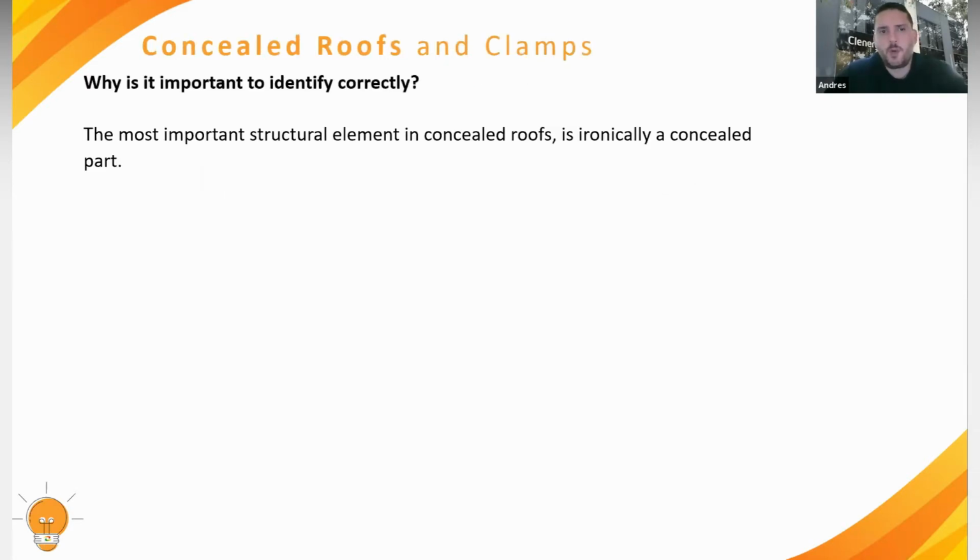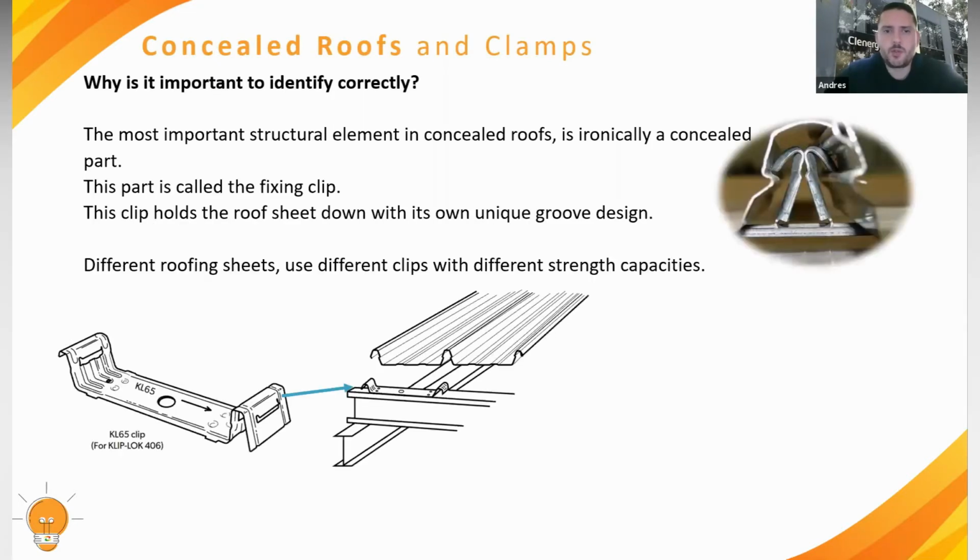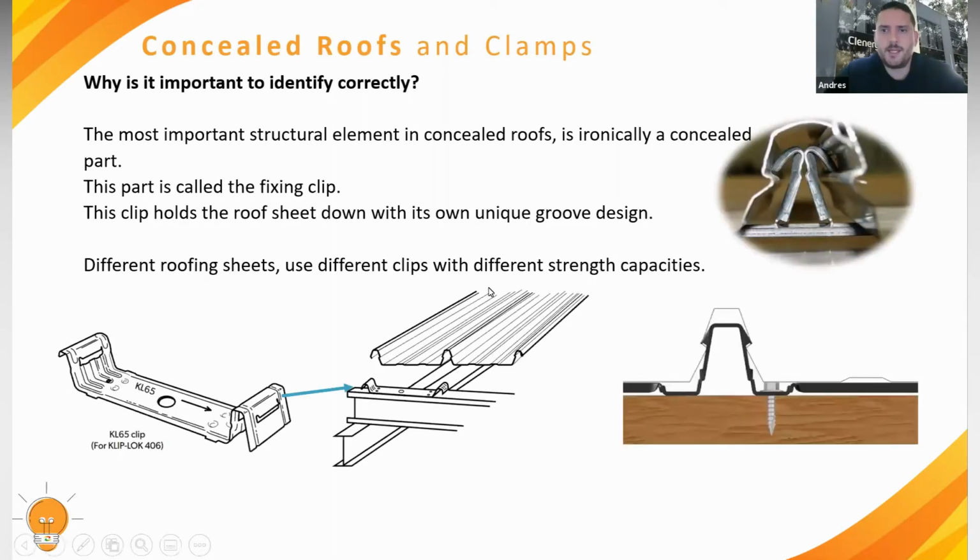Why is this important to identify correctly? This is crucial to keep in mind, as every roof sheet has its own, different capacity to hold onto these clips. As we can see in a lateral view here, the roof sheet actually clamps to these clips, which are called the fixing clips. This is basically what supports your roofing sheet and anchors it to the structure. So this is the first point of failure when we test all of our systems.